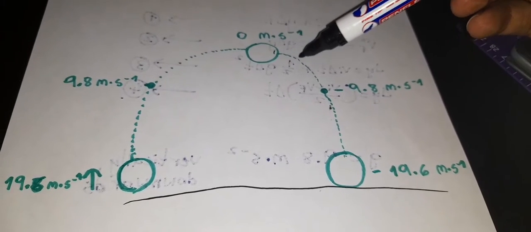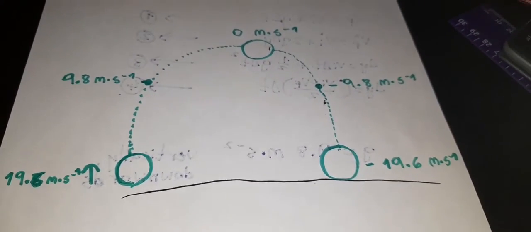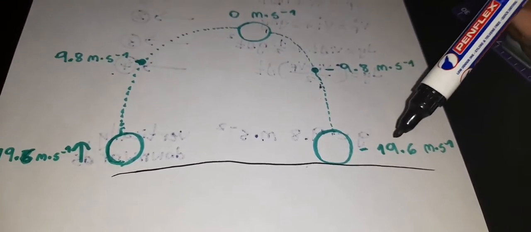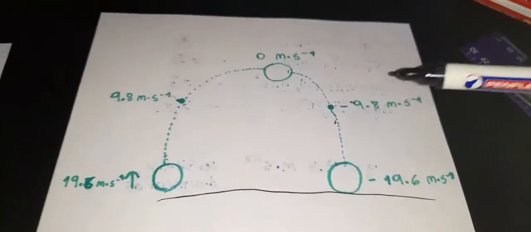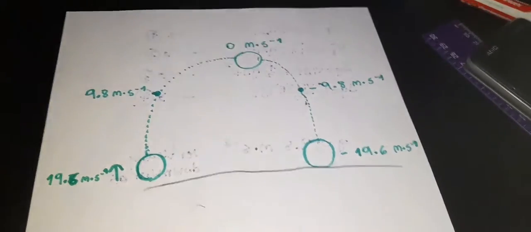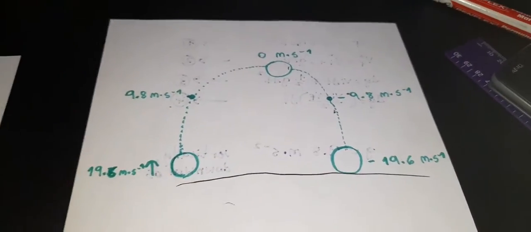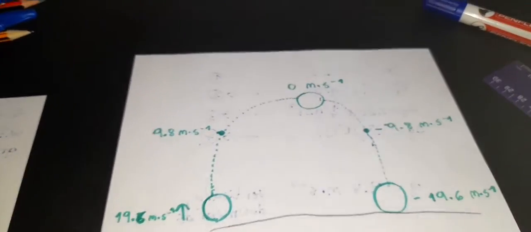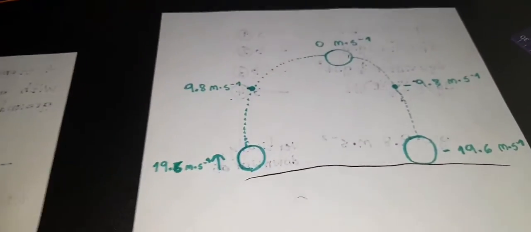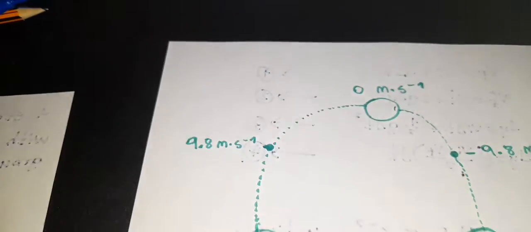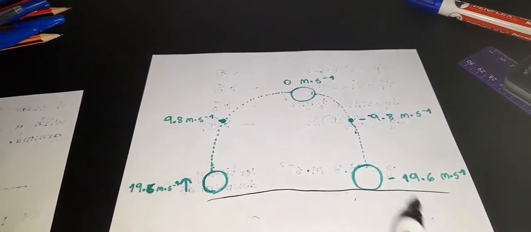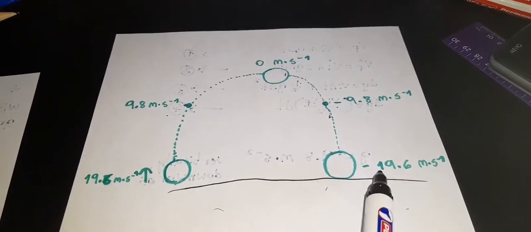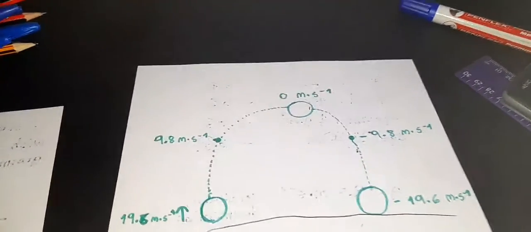When it comes back to the ground, the speed starts increasing, but in the other direction. Here it's 9.8 meters per second, and then here it's 19.6 meters per second. Why does it increase? Because when the object is falling towards the ground, the gravitational acceleration acts as an accelerator. That means it increases the speed. The speed the ball left with is the same speed that the ball will return with, but in the opposite direction. It left with 19.6 meters per second and came back with 19.6 meters per second, but in the other direction.